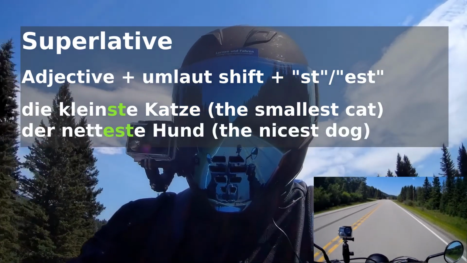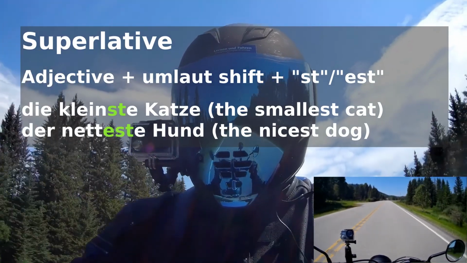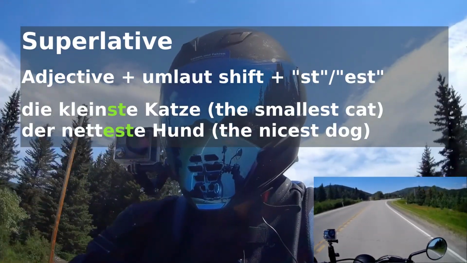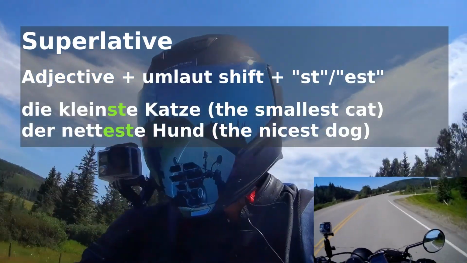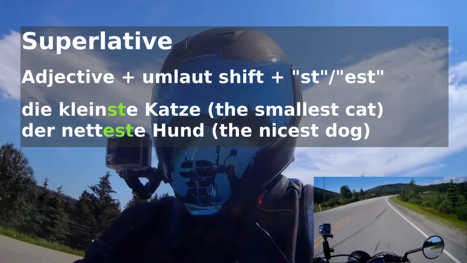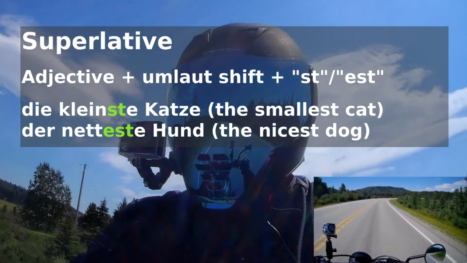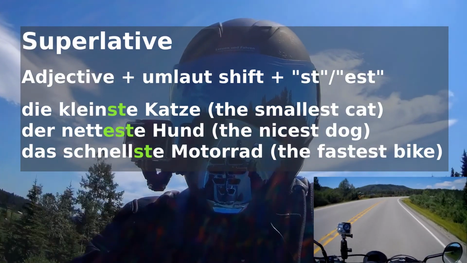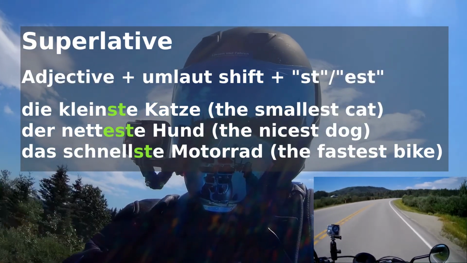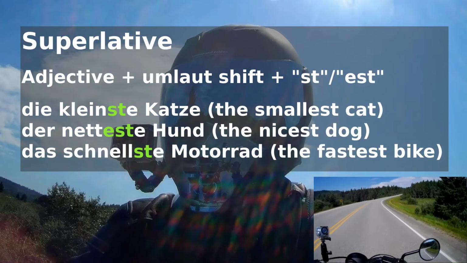The friendliest dog would be der netteste Hund. Net takes the est ending for superlative, and then we throw the e at the end of that for the declension form. So netteste, der netteste Hund. Great. The fastest motorcycle would be das schnellste Motorrad. Schnell takes the st ending for superlative, and then we throw an e at the end for the declension form.